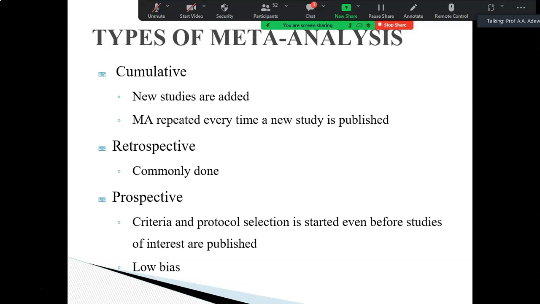We have basically 3 types of meta-analysis: the cumulative, retrospective, and prospective. The prospective one is where criteria and protocol selection is started even before studies of interest are published. It actually has very low bias in terms of the outcome. Whereas a retrospective study is the one we commonly do. We go into studies that have been done many years ago and pull them together. Cumulative meta-analysis is an analysis where new studies are added every time a new study is published. So there is meta-analysis that is repeated on a regular basis. That is cumulative meta-analysis. Next slide.